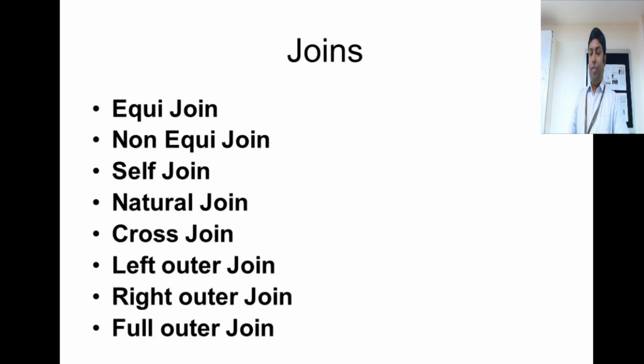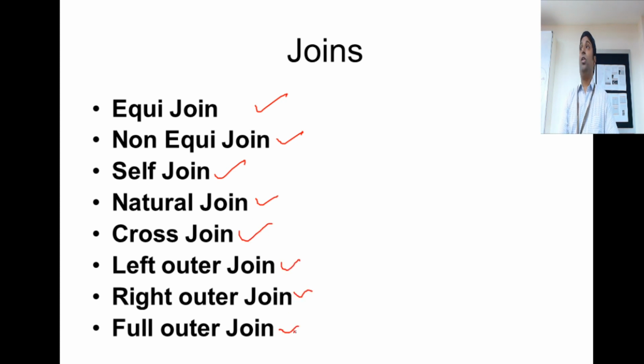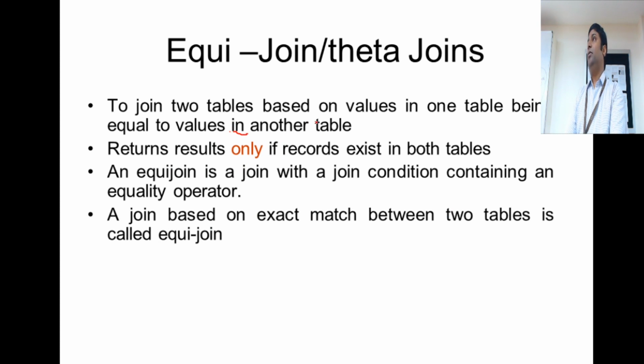We'll look at so many different types of joins. Equi join, non-equi join, self join, natural join, cross join, left outer join, right outer join, full outer join. These are the different types of joins. We'll go one by one. We'll look at what are these joins. So we'll look at what is an equi join.